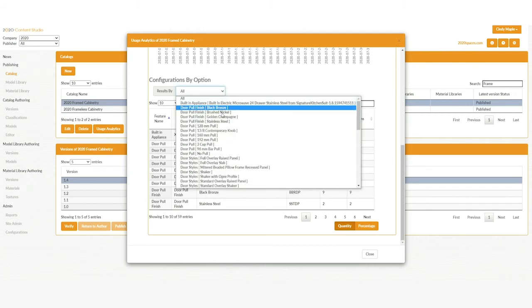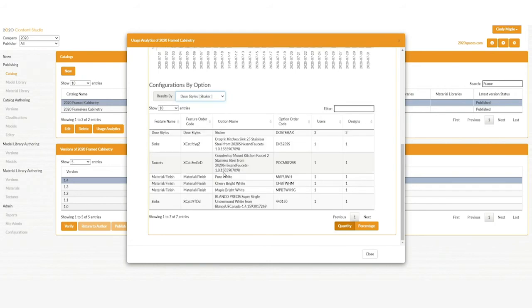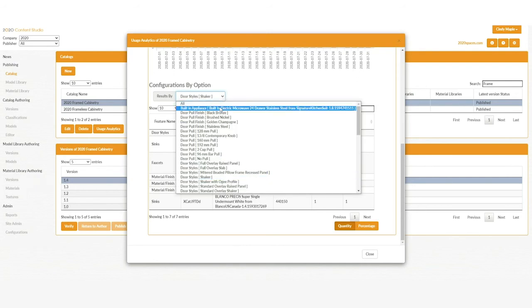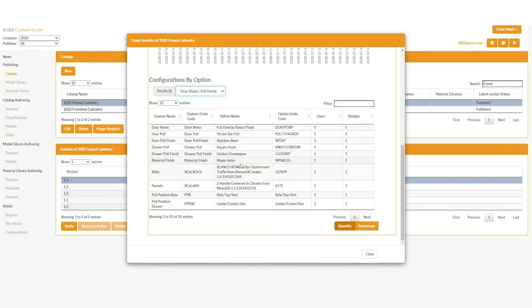For even finer detail, publishers can filter on a specific feature, for example, door style, and see the other options that were chosen with that feature. Publishers can see the number of users who picked the feature and option combination and the number of designs it is used in. This may be viewed by quantity or by a percentage.